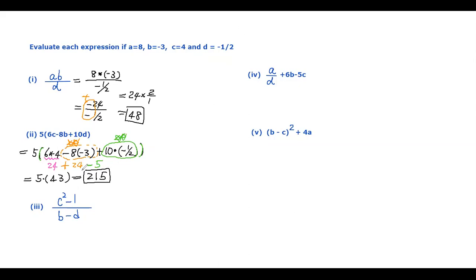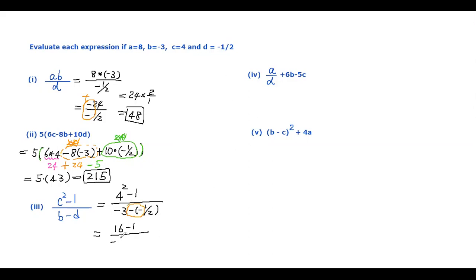Okay, now let's take a look at another one. So c squared minus 1. Here the divisions, c is 4 squared minus 1, and b minus d, right? B is negative 3 minus d, which is minus 1/2 here. All right. So like in here, we also need to be careful. So 4 squared, the exponent takes the priority, so it's 16 minus 1. Okay, so here, be very careful. This is where, in the exam, they're going to test you, those negative signs, right?